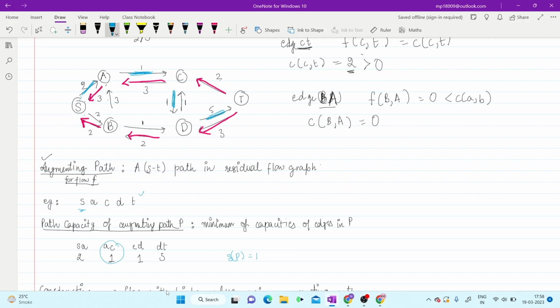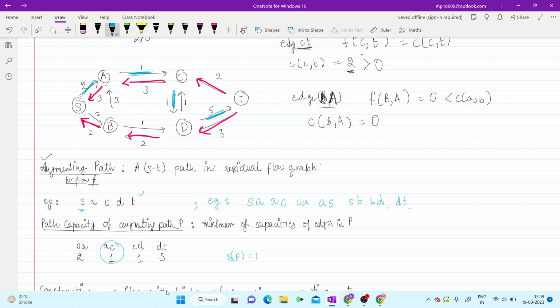Can you give me another example of a residual augmenting path? Yes, we can take S, A, A, C, C, A. Okay. A, S... S, B. Sorry, after SB what? BD. Yes, BD, and DT.